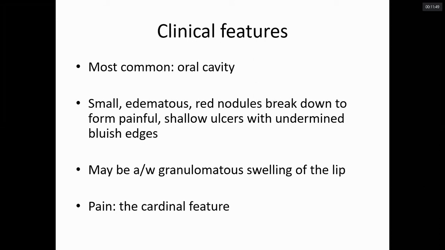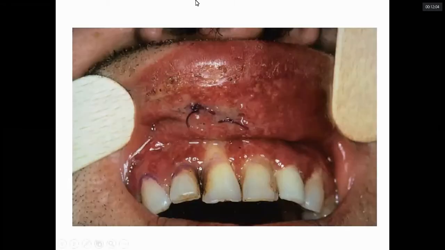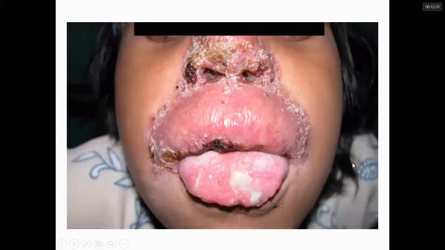There are small edematous red nodules which break down to form painful shallow ulcers with undermined blue edges and may be associated with granulomatous swelling of the lips. Pain is the cardinal feature of orificial tuberculosis. This is the picture showing orificial tuberculosis. It is the biopsy site. This is also an example of another orificial tuberculosis.